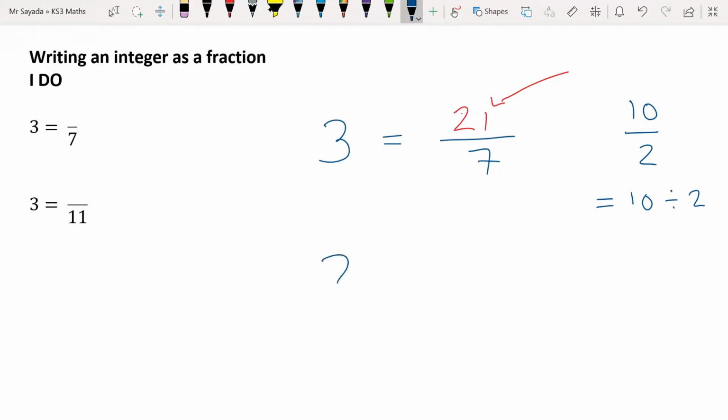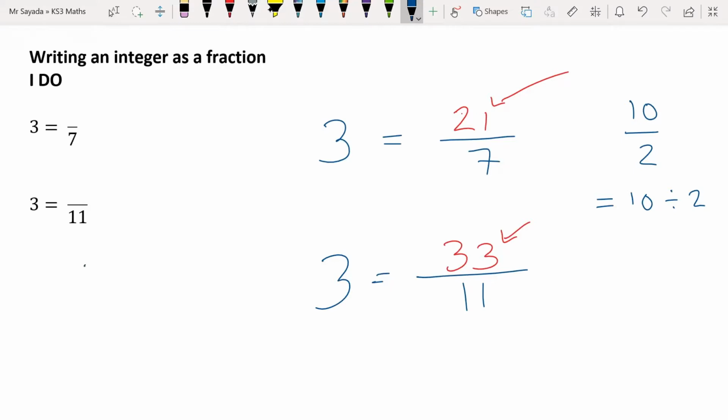Let's do this one. 3 equals something over 11. So I need to think, what divided by 11 equals 3? I know my times tables, it's 33. 33 over 11 is 3. So what this shows is you can actually write an integer as many different fractions.